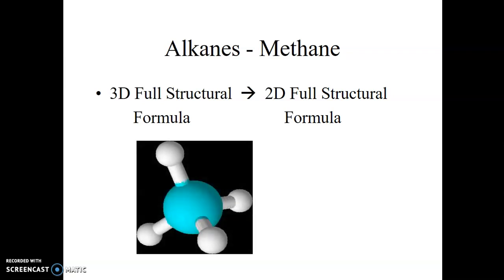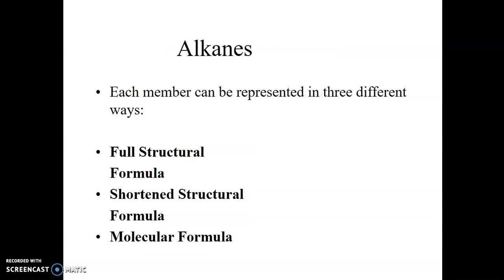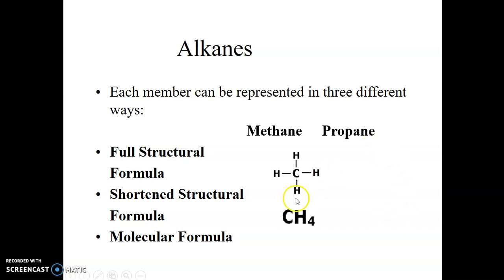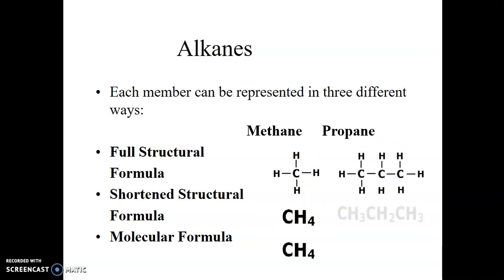As we said, you can represent them in various ways. The 3D full structural formula, which you would not be asked to draw, but you may be asked to identify. The 2D structural formula, which shows you in 2 dimensions, as it says, the layout of the molecules. Each one can be represented in those ways. There is the full structural formula, the shortened structural formula, which literally just tells you how many of each there is, and then what we call the molecular formula, which presents it as you would see it in the molecule.